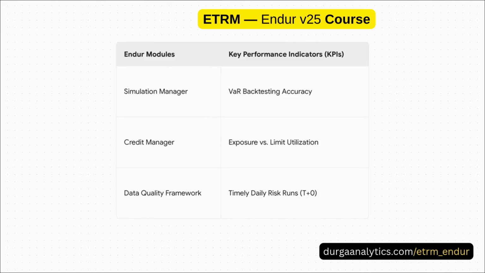Their Endur toolkit is all about analysis and control. The simulation manager is their workhorse for VAR, credit manager is for tracking exposure, and the data quality framework, well, that's their secret weapon for data integrity. Now look at their KPIs. It's about accuracy, sure, but more importantly, it's about timeliness. See, risk information is perishable. A report that's late is a report that's useless. Their key metric is getting that T+0 risk run out the door on time, every single day without fail.